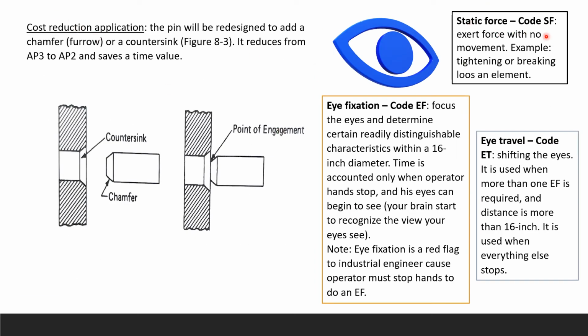For static force, we use SF. For your eye fixation code, we use EF. Eye travel code is going to be ET. So we're getting into the motion and movement of your eye.